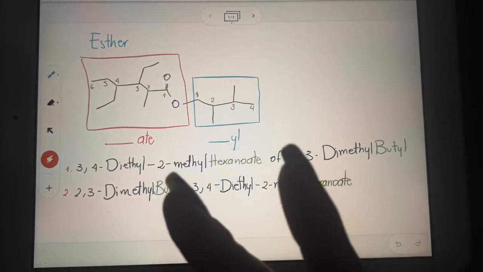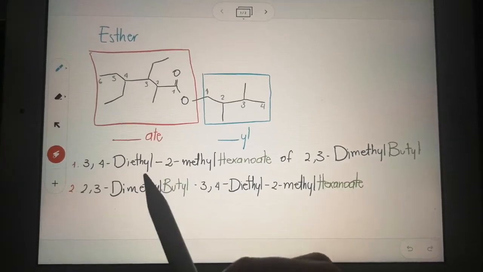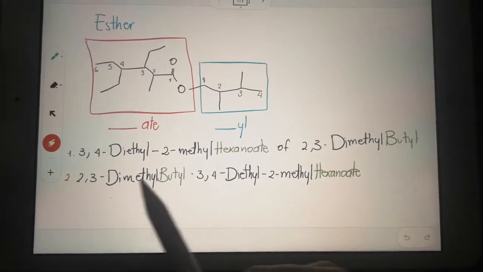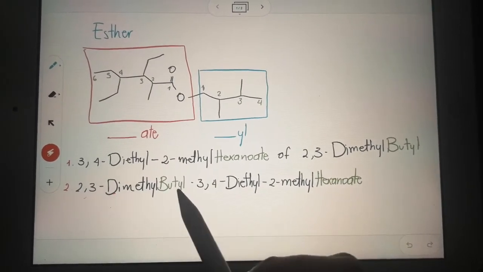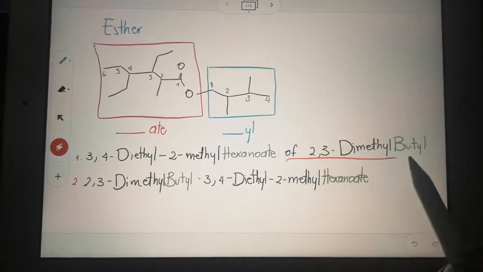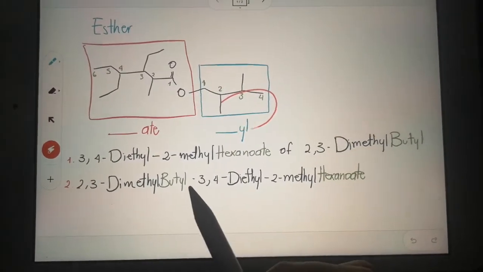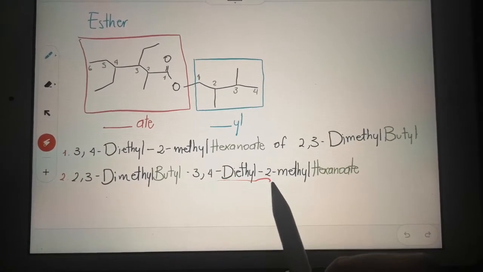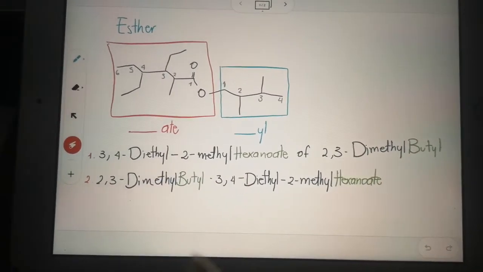If you do this in the opposite way, it works too, but the main difference is that here you don't use the "of." I mean, 2,3-dimethyl butyl, that is this part, and next to this without the "of," you have 3,4-diethyl 2-methyl hexanoate, okay? Both work.